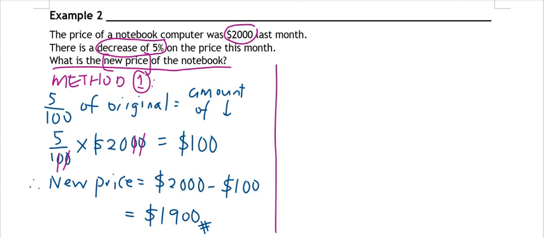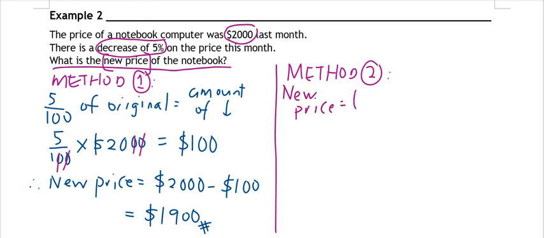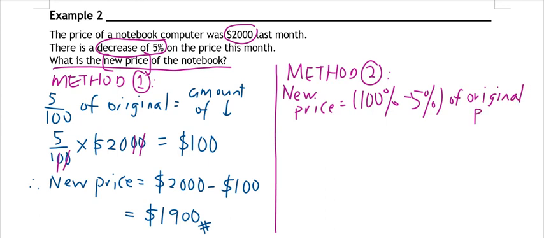Now, this is for the first method. So let's see the second method. Here you have to understand the statement that the new price is actually 100% deducted by 5%, because here you have a decrease of 5% of the original price. Now let's see if you can get 1,900 straight away.